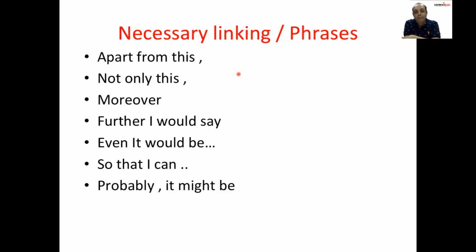Further, I would say, yes, if you want to extend your point, you can use this word further, I would say. Probably, agar aapko lagta hai ki us point ko aap koi expectation ya fir wo probability ke saath bata rahe hain, so you can use the word probably, it might be. So try to use such linking. Linking remains same, either it's writing or speaking. So linking always remains same.